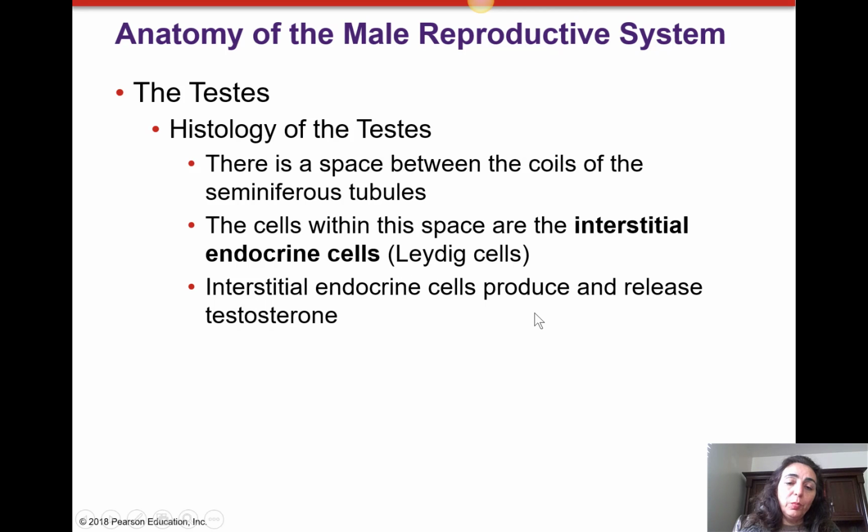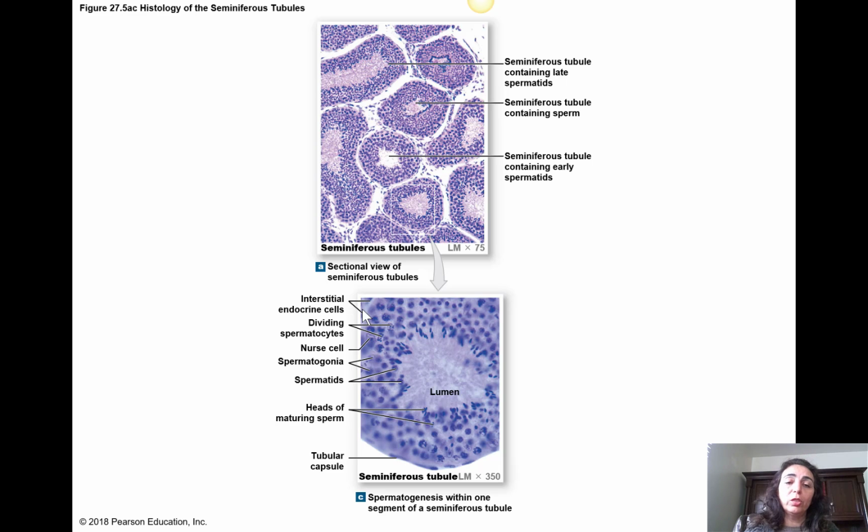Now these cells are producing and releasing the male sex hormone, the main sex hormone of the male, that is testosterone. So that's important, and always remember that testosterone is produced by the Leydig cells. Another name for the Leydig cells is interstitial endocrine cells. Where are they located? In the interstitium around the seminiferous tubule, not inside of the seminiferous tubule.